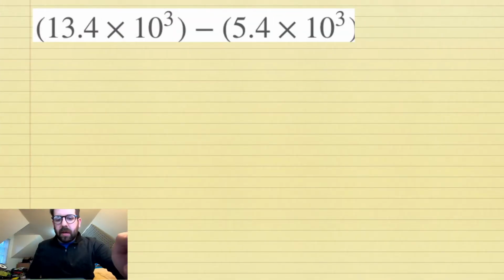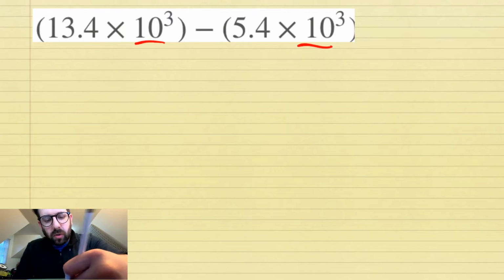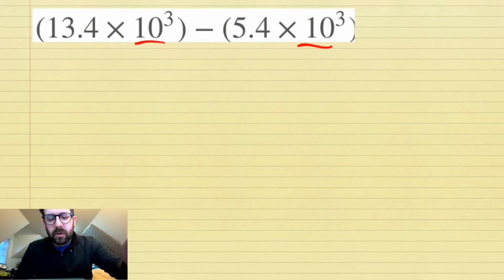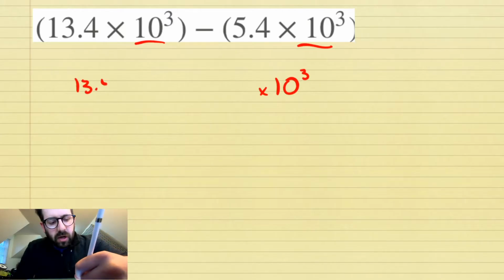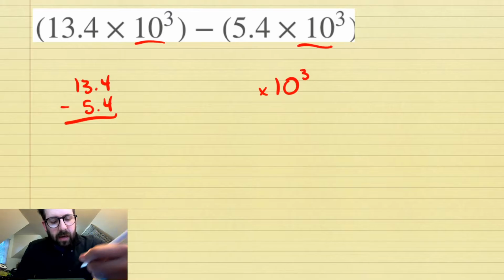Okay, next one, same thing again. We're subtracting. We just need to make sure the powers of 10 are the same. They are. We don't need to change these two numbers. So it'll be times 10 to the 3rd in the back. We're going to subtract the 13.4 and the 5.4. Now again, notice I lined up the decimals. That's how you subtract decimals. The 4s will cancel out to make 0.